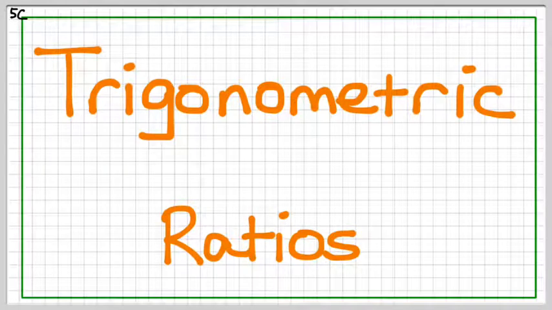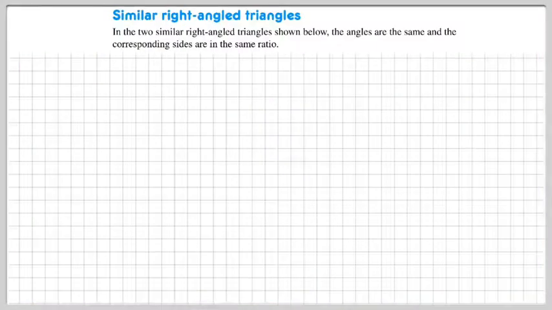Well, here we go, guys. We're going to blast off into the world of the trigonometric ratios. So, 5, 4, 3, 2, 1, blast off. And we're going to talk about similar right-angled triangles. Now, first of all, that's to get the flavour of what these trigonometric ratios are all about.